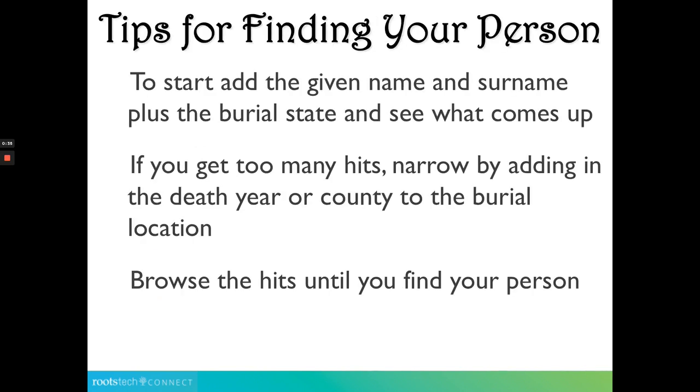So, tips for finding your person. When you're using the Find a Grave website, generally when I start, I will add the person's given name and their surname, and then the burial state, and then I look just to see what comes up. Often if I do that and they're in the system, they'll come right up the first time I search for them. If I get too many hits, then you can narrow it down by adding the death year in, or you can add the county to the burial location. And if I do that, again, I usually can find them. And I'll just browse them until I find the person.